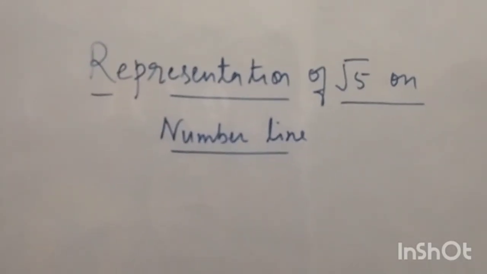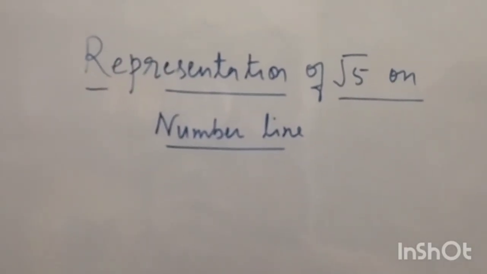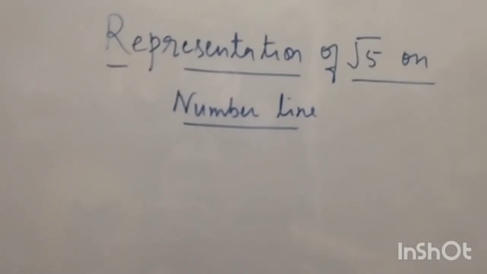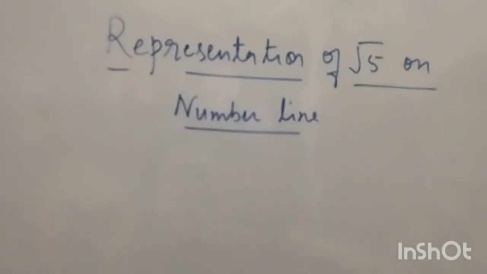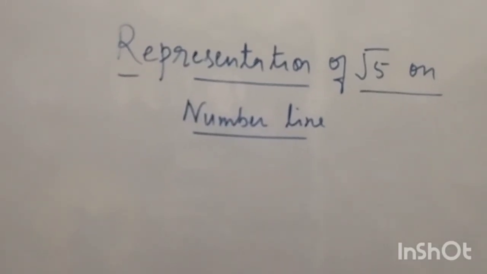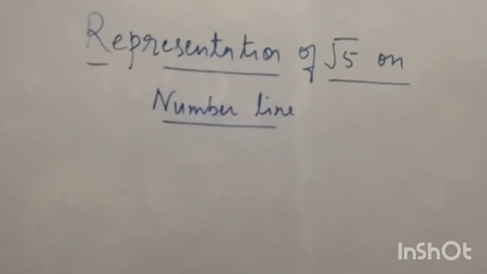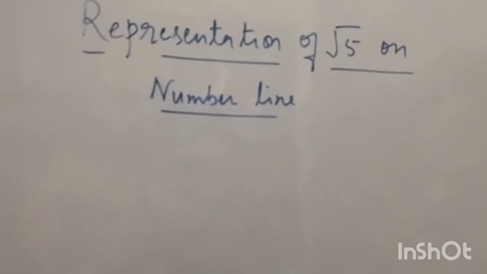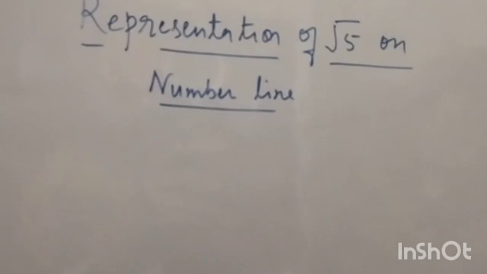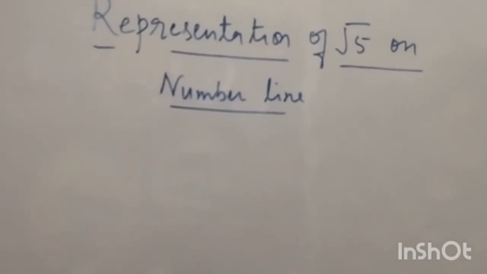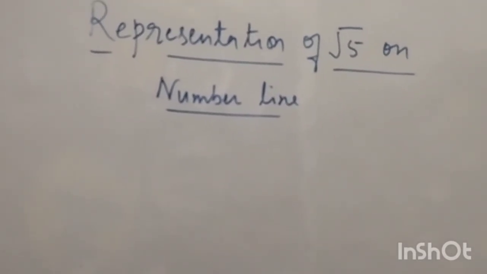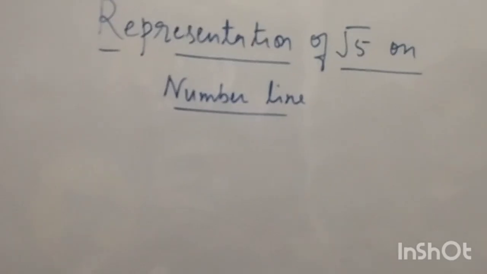So today we are going to talk about representation of root 5 on number line. As we know that root 5 is an irrational number, and we already know how we represent rational numbers on a number line. So there is a way of finding out a rational number among two rational numbers. So we know that between two integers we can find n number of rational numbers, and we know how to plot them on a number line.